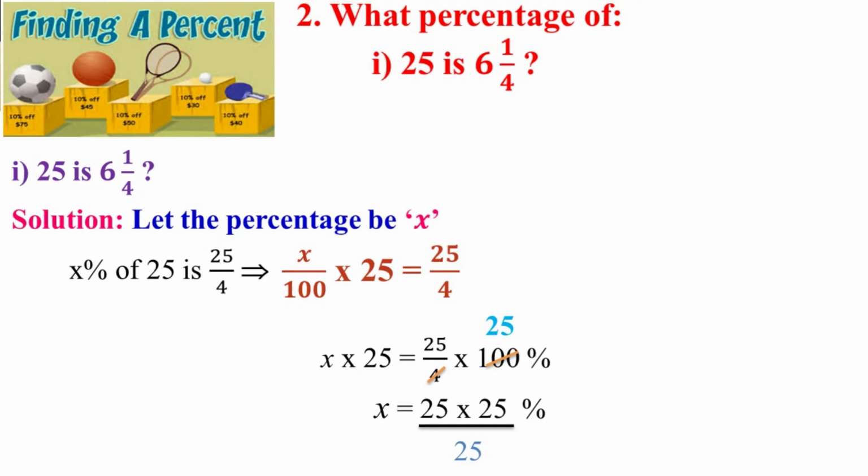So, what will be the next? We have to cancel the common factors. Here 25 and 25 get cancelled. What is remaining there? x equals 25 is remaining. So, we have to find the percentage. So, the 25 is in percentage. Therefore, the solution for the given sum is 25 percentage.